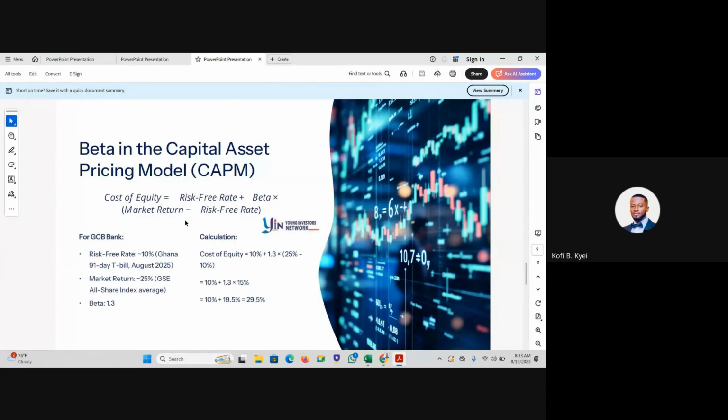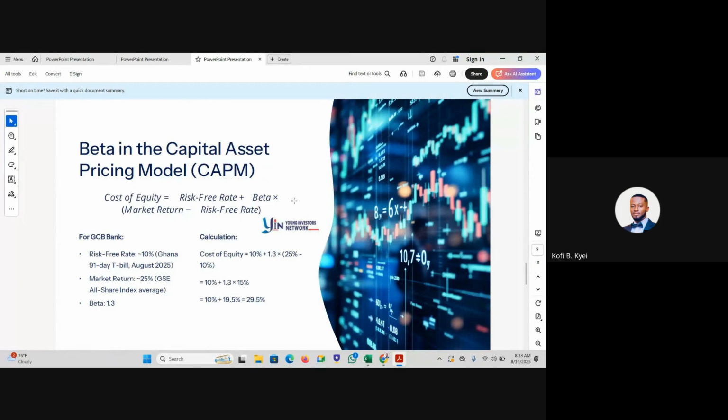And the beta and the CAPM model. The cost of equity is equal to risk-free plus beta, then you multiply by the ERP. ERP is the equity risk premium. That's the market return minus the risk-free return. So you can just say risk-free plus beta times ERP.